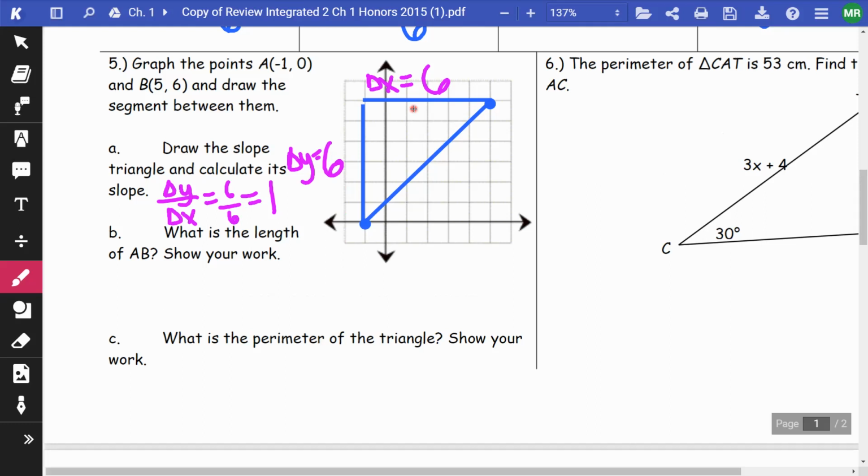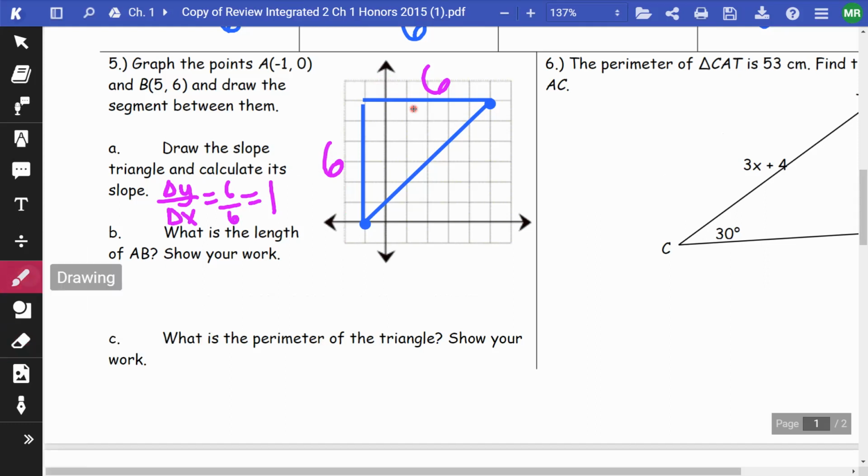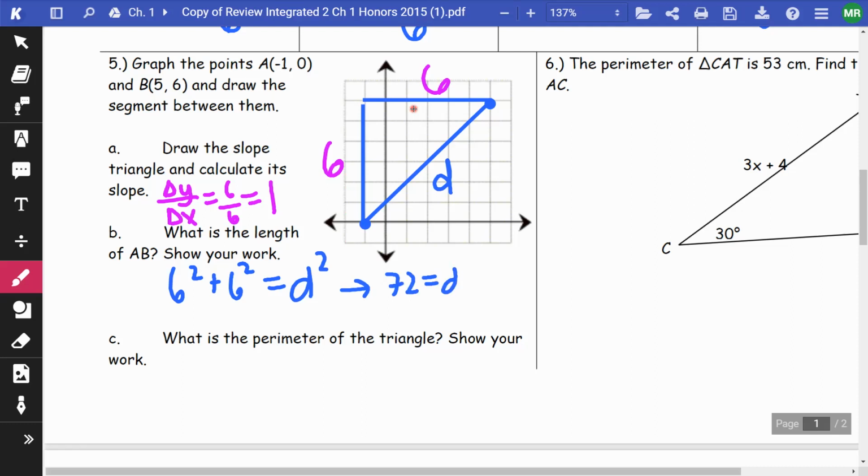To find the length of AB, I am going to be using the idea of Pythagorean theorem. So I have a 6 and a 6 as my sides, and I need to find my third side. So I'm going to go 6 squared plus 6 squared equals, let's call this d squared. So I'm going to have 36 plus 36, which is going to end up being 72, is equal to d squared. And so the square root of 72 is my d.